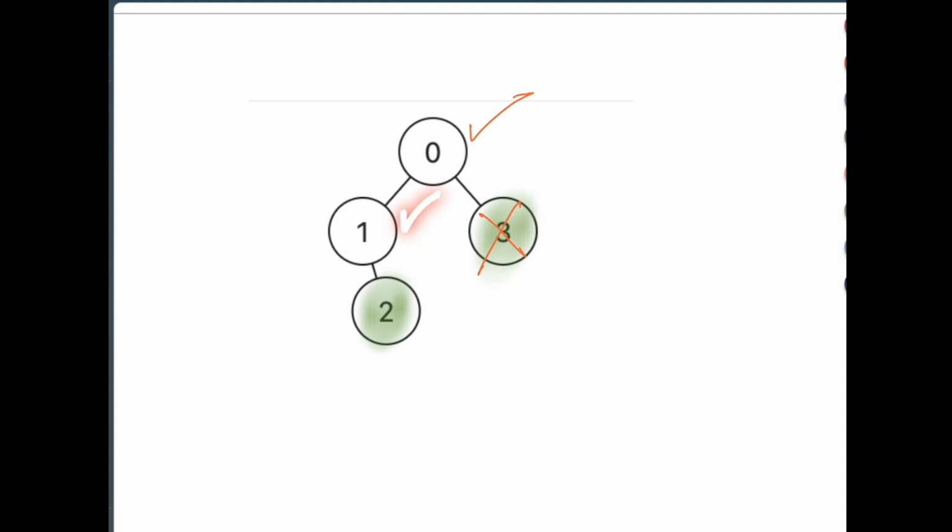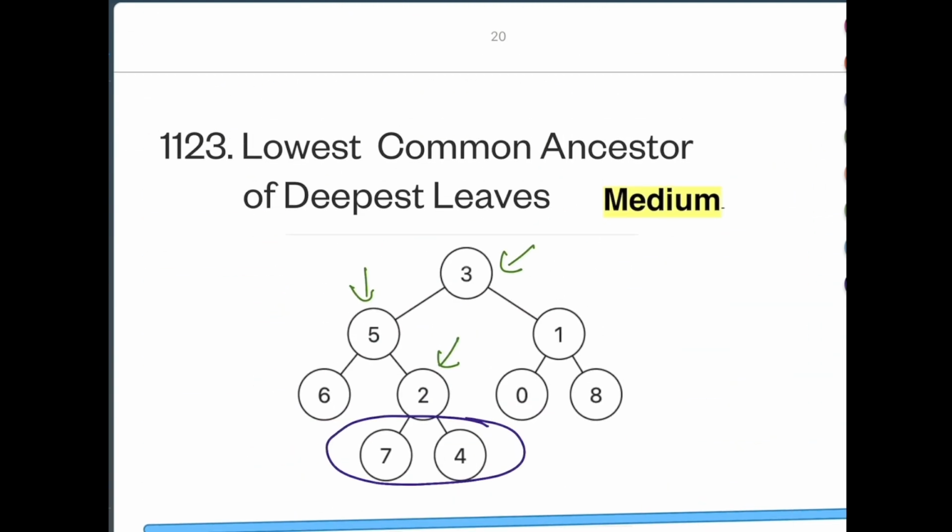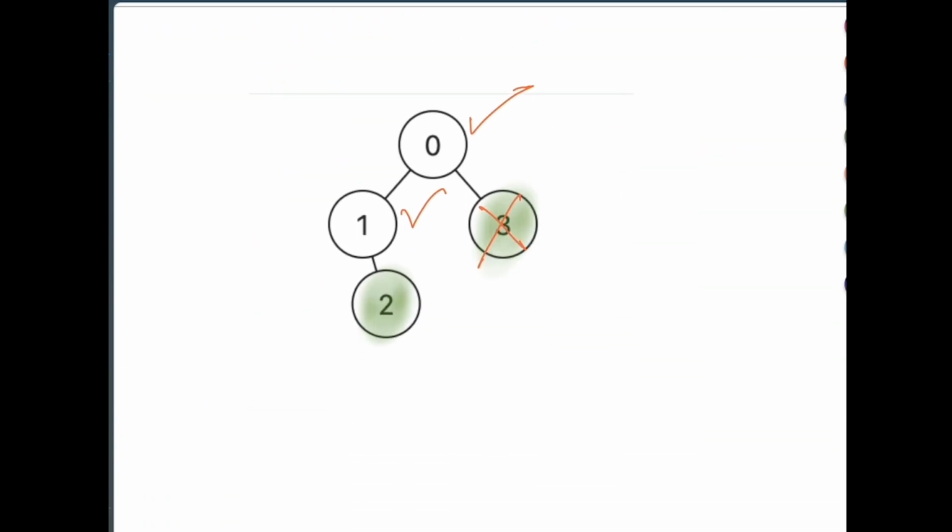1 can also be an answer because from 1 you can reach 2, right? You can just go here and you can reach 2. So 1 can also be an answer. Out of 0 and 1, 1 is the lowest here, right? See the question again. We need to find the lowest common ancestor and not just the common ancestor, okay? So the lowest here will be 1.